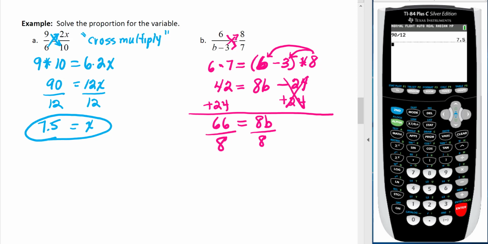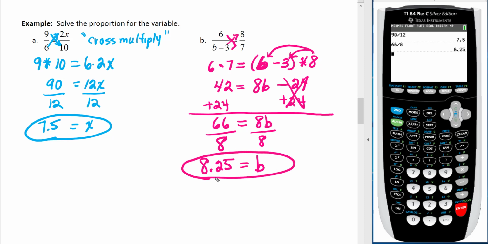66 divided by 8, let's use a calculator. 66 divided by 8 equals, and the answer is 8.25. So that means our answer B is 8.25. In this case, I chose to write the answers as a decimal. Make sure you read the directions in the problems that are stated.